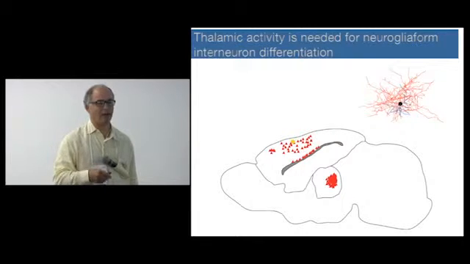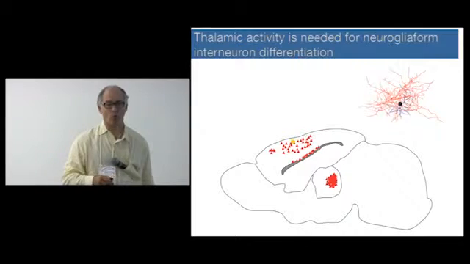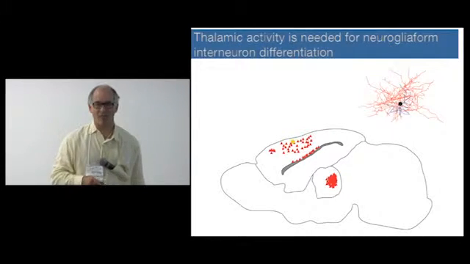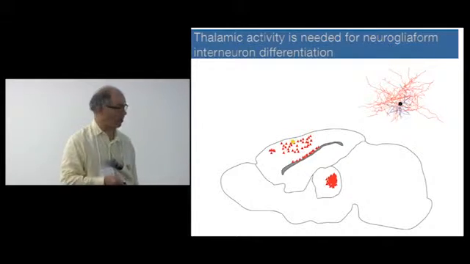cell. Work I'm not going to tell you about on the Martinotti cells shows that that's true of them as well. So at least these two classes of interneurons have this unusual developmental step where they get afferents that are transient, that disappear and remodel at a later stage.